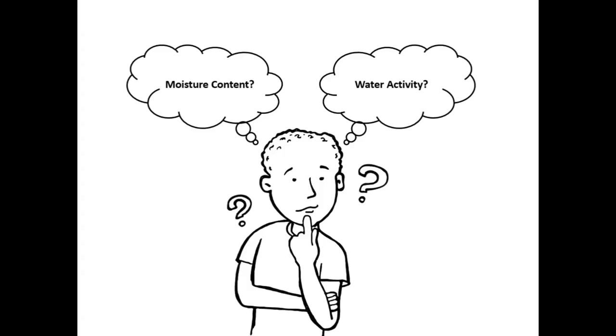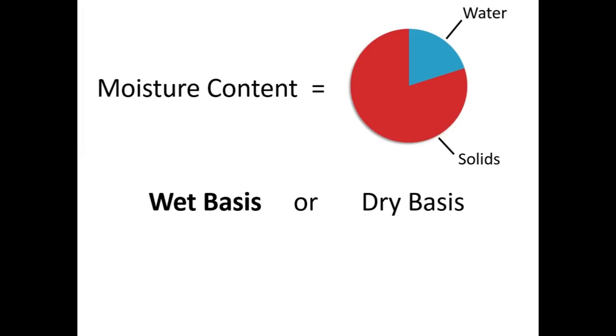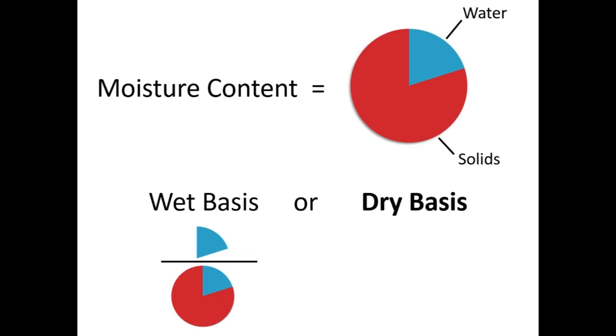So let's get started. What do we mean by moisture content and water activity? Let's define these two terms first. Moisture content is the amount of water contained in the material. It is commonly reported on either a wet basis or dry basis, which we calculate as follows. Wet basis moisture content is equal to the mass of water in the sample divided by the total mass of the sample. Dry basis moisture content is equal to the mass of water in the sample divided by the mass of solids in the sample.